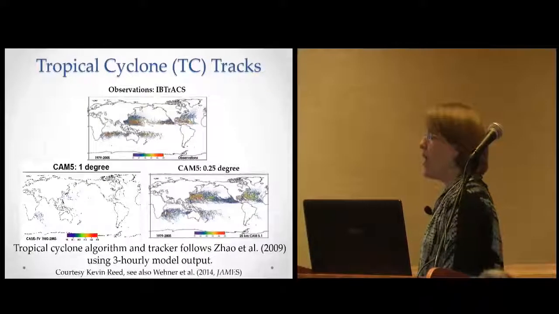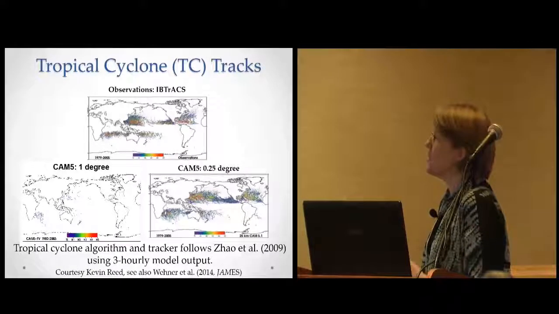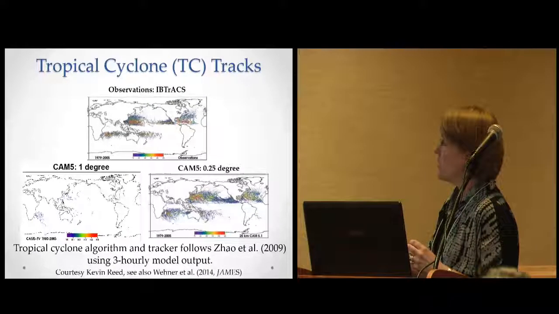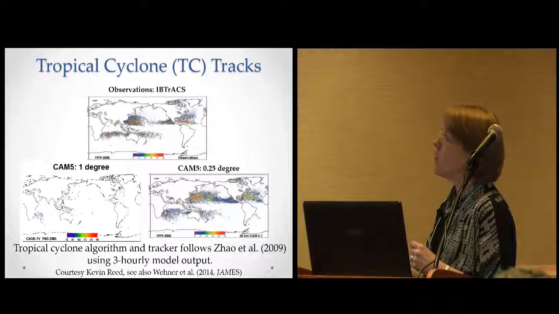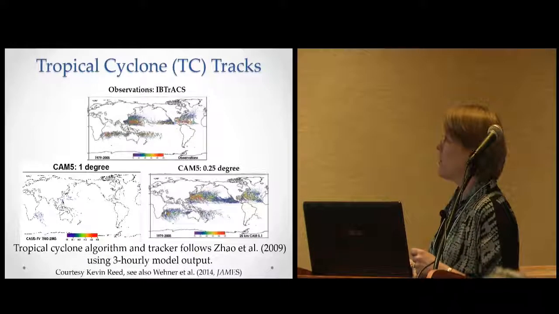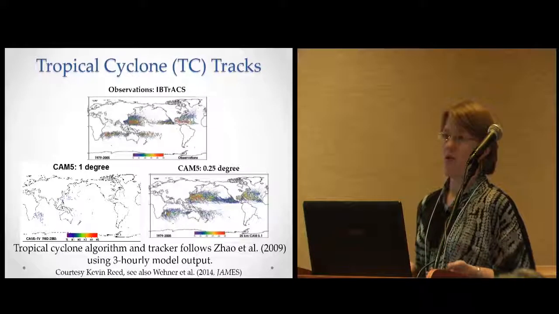Okay, so what you're looking at here, I think Ryan showed similar pictures. These are tropical cyclone tracks. In the top is observations, the bottom left is the 1 degree atmospheric model, and the bottom right is the 1/4 degree atmospheric model. I'm really showing you this today because I want to show how important resolution can be.